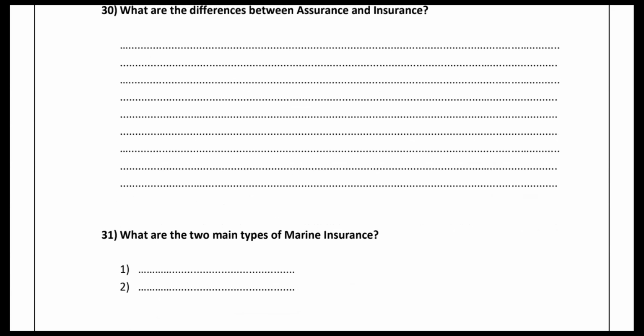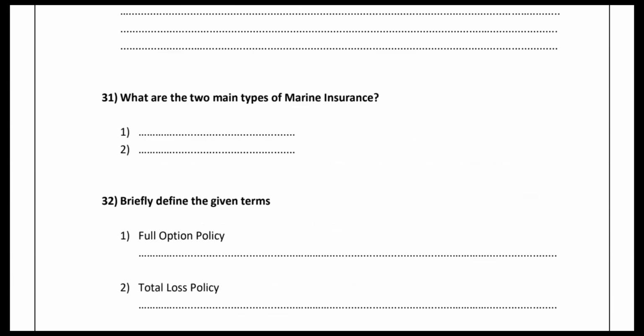What are the two main types of marine insurance? Now, there are two types of insurance, life assurance and general insurance. Under general insurance, you have a lot of insurance. One of that is marine insurance. What is this marine insurance?